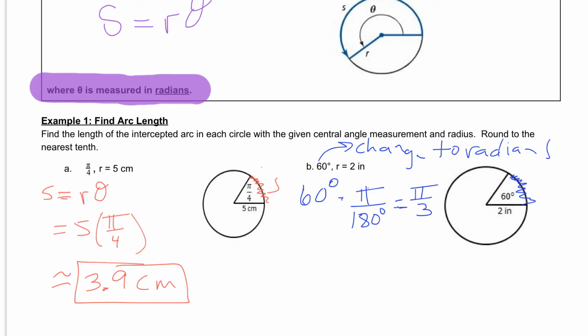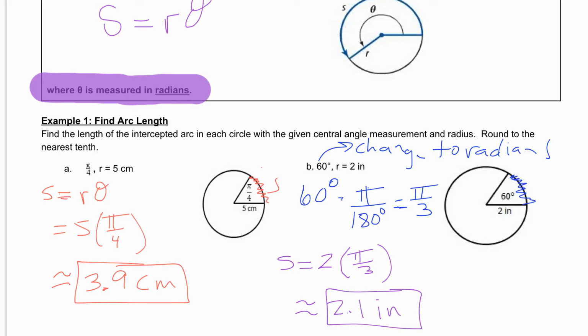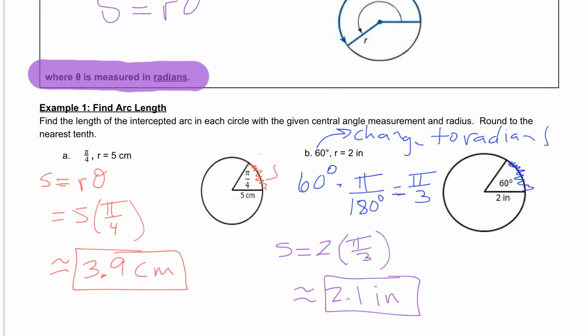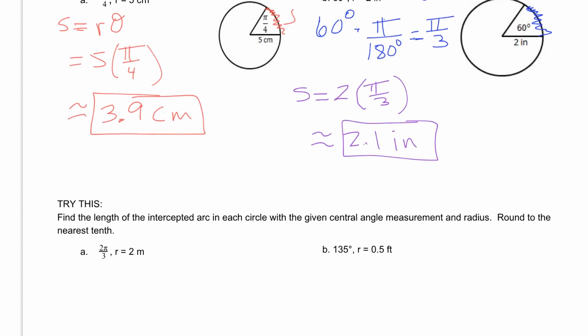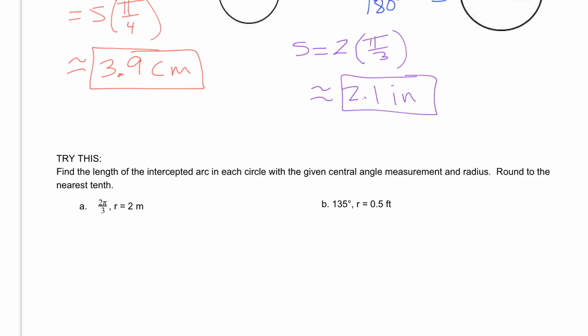So we get S equal to 2, which is our radius, times our theta in radians, which is pi over 3. And plugging that in our calculator, we should get our arc length to be about 2.1 inches. Then I'd like you to go do the other two, so try the 2 on the bottom here. So pause it now and unpause it when you're ready to check.